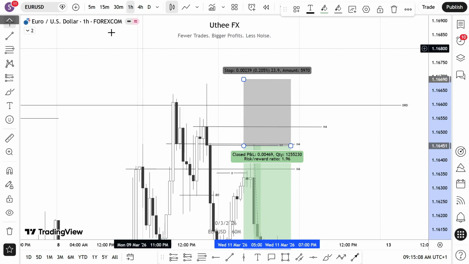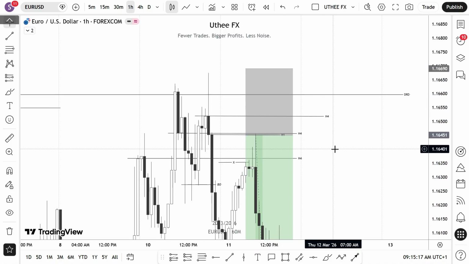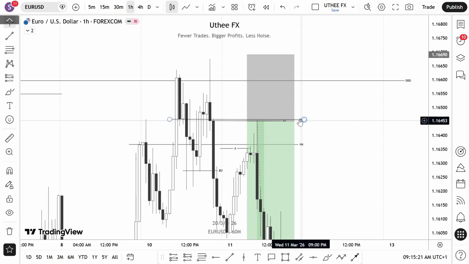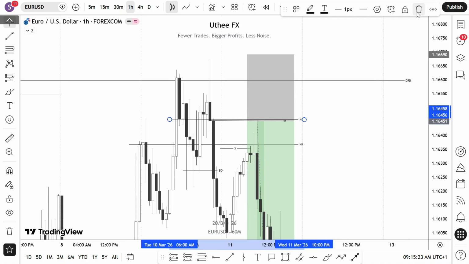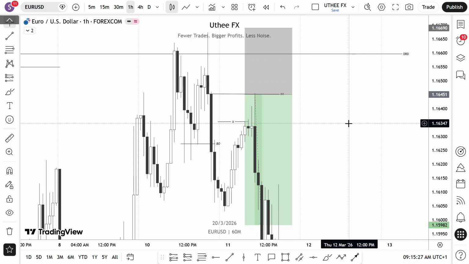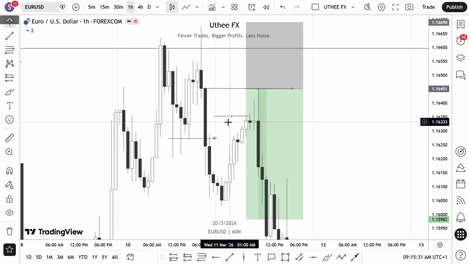FXCM can tell you one thing, Oanda can tell you another thing, Pepperstone can tell you another thing. You get? Put your SL here. Now take out these levels, take out this level. This is your entry.